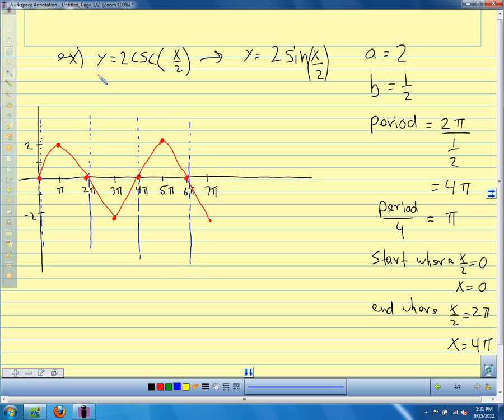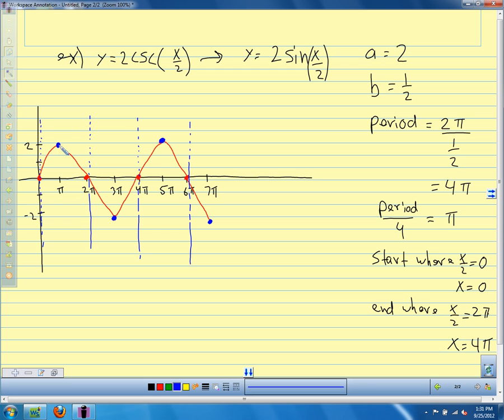So my cosecant function, my next step says it has a minimum where the parent function has a maximum. Well, here's a maximum, and here's a maximum. Our steps say it has a maximum where the parent function has a minimum. So here's a minimum, and down here is a minimum also. And then our last step says sketch the graph between the asymptotes.